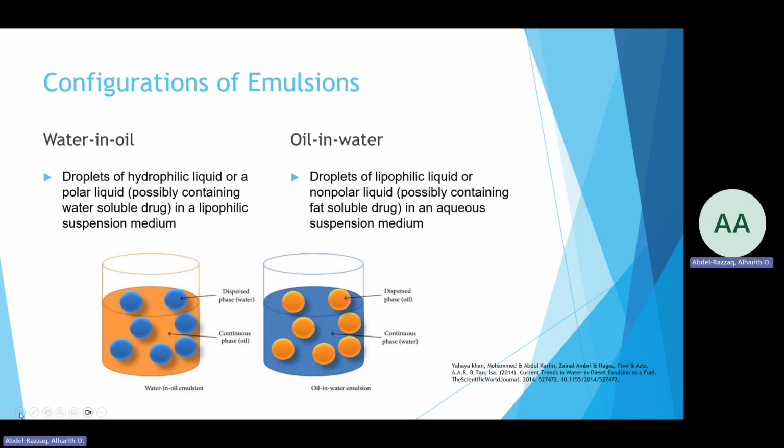When we talk about our configurations of emulsions, we have two types. One is going to be our water and oil, where the droplets of a hydrophilic liquid or a polar liquid, possibly containing a water-soluble drug, are going to be in a lipophilic suspension medium. So here our continuous phase is going to be oil, and our dispersed phase is going to be water. Or we can have our oil and water emulsions. So we'll have droplets of lipophilic liquid or a nonpolar liquid, possibly containing a fat-soluble drug, in an aqueous suspension medium.